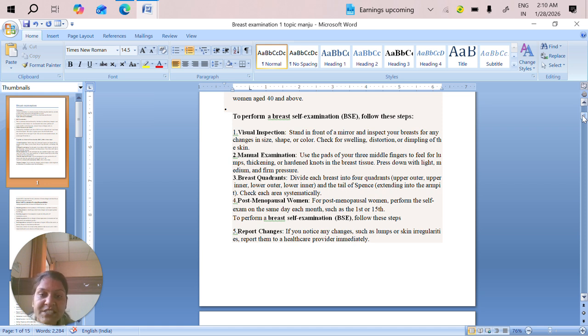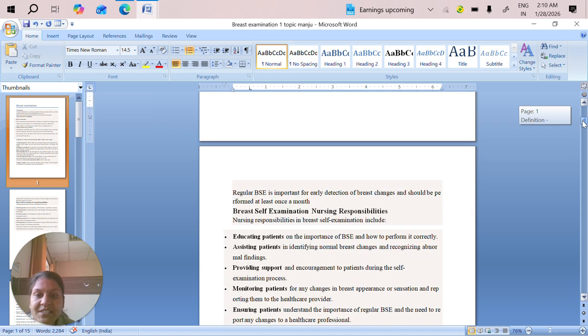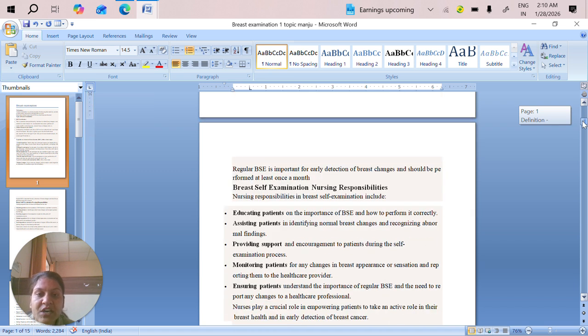To perform a breast examination, follow this step. Report changes: if you notice any change, such as a lump or skin irregularity, report them to a healthcare provider immediately. Next, a regular basis is important for the early detection of breast change. It should be performed at least once a month.